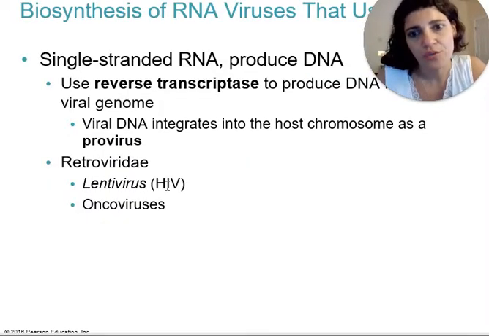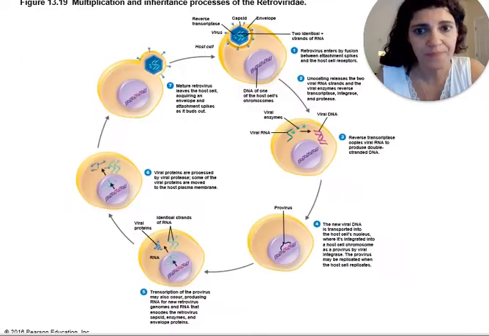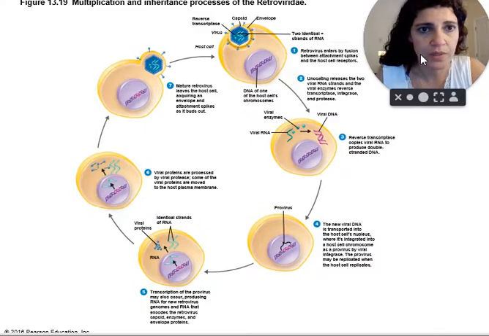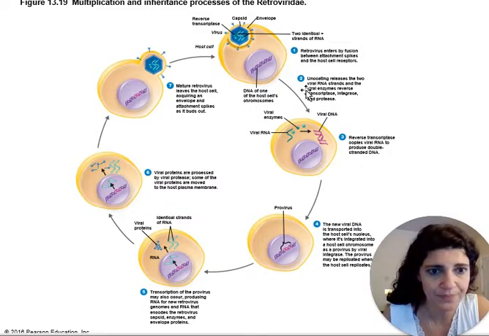And then we have the retrovirus. So there is this family of viruses called Retroviridae, and lentivirus is one of the genus of virus, and then you have the HIV, which is the species, right? That belongs to the lentivirus genus. Oncoviruses can also be retroviruses. So how does the retrovirus multiplication happen?